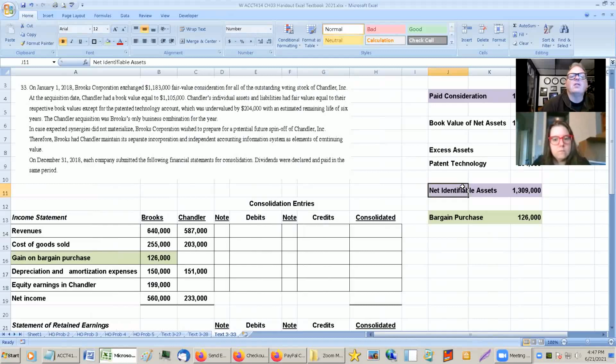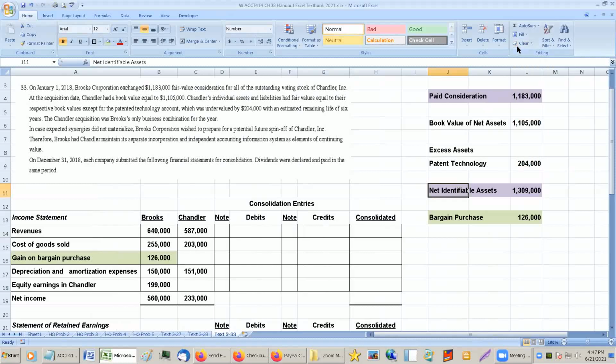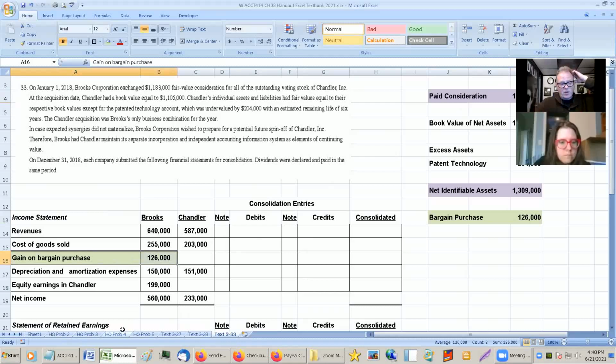So they identified assets of 1,309,000. They only paid 183,000, so they have a bargain purchase of 1.6. And this is a one-time deal. So that's not going to happen every year. That's just one time. Whenever they make the purchase, all the assets are going to go on the books at the fair value. In the past, we used to write them down. They don't do that anymore. They say, okay, you get to show the bargain purchase.